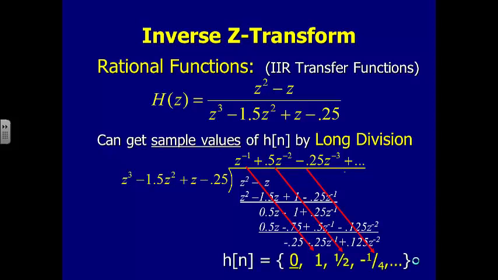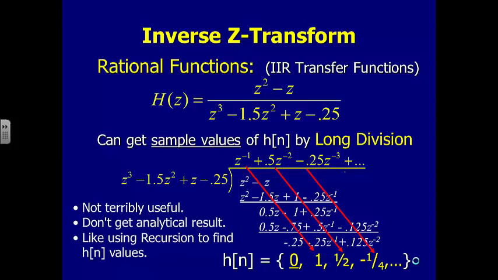But for the values that you get, I can inverse transform those one at a time. z to the minus 1 is a delta of n minus 1, and 0.5 z to the minus 2 is 1/2 delta of n minus 2, and so on and so on. And we can get the sample values for the unit sample response, but we can't get a closed form expression. But if you're just looking for a couple values, that's one way to get it. Usually that's not what we want. This is similar to finding the unit sample response for an IIR filter by the recursion method in the time domain. You can get sample values, but you can't get a closed form solution.